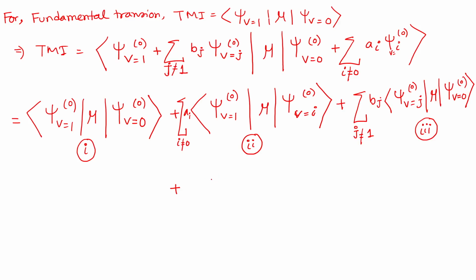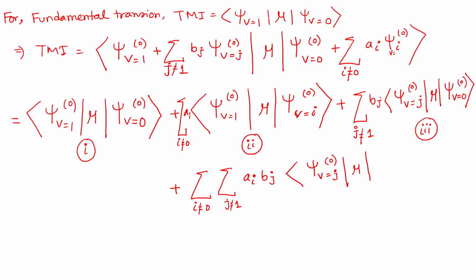And your fourth term is, i cannot be equal to 0, j cannot be equal to 1, ai bj, and it is i equals to j zeroth of this, and v equals to i. This is the fourth one.